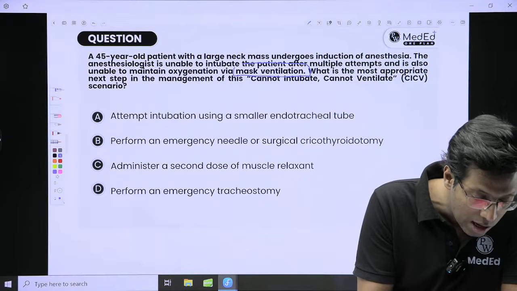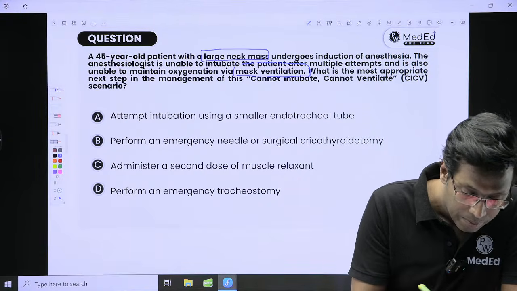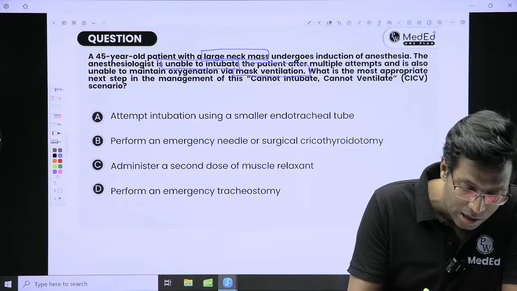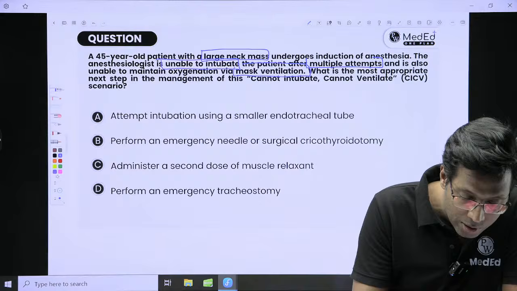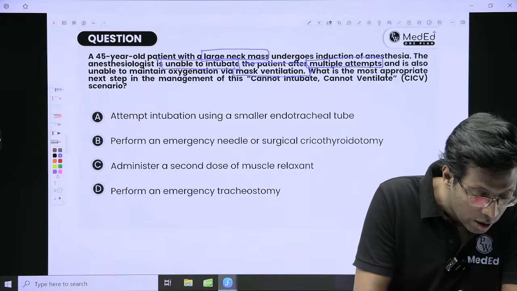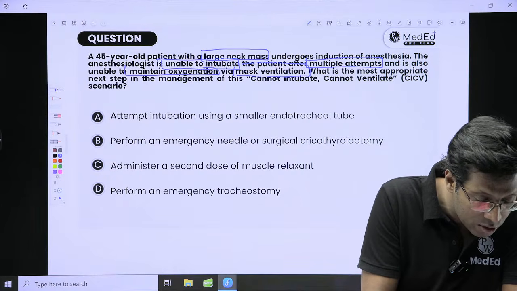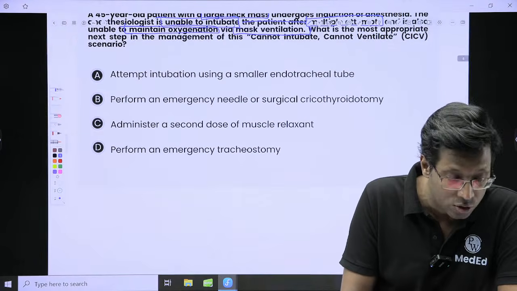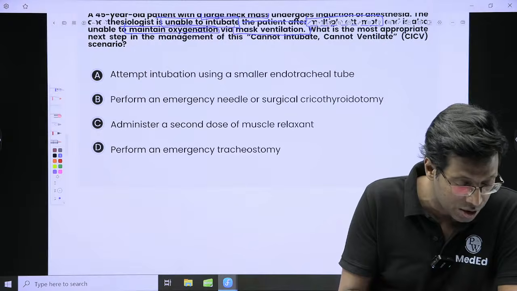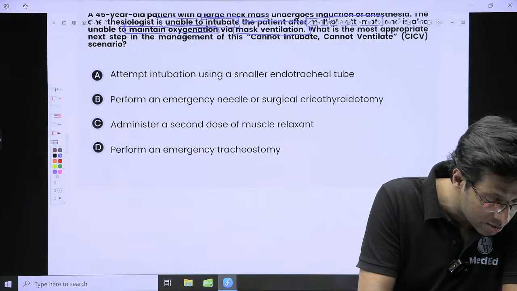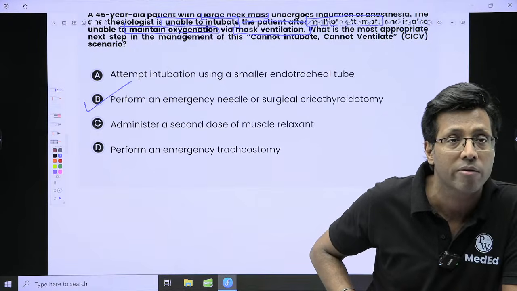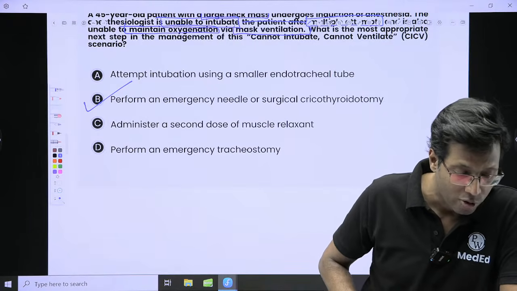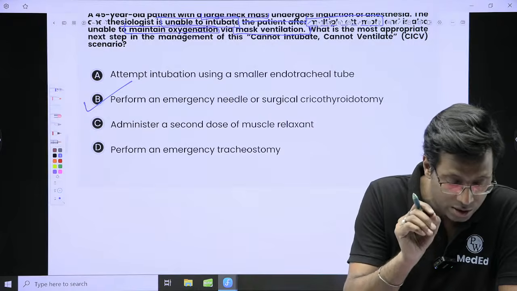So there is a large neck mass in a patient, unable to intubate the patient. More importantly, after multiple attempts, he is unable to intubate. In this scenario, he is unable to maintain oxygen, which means the patient is dying. So what is going to be the answer? The patient is almost dying. You are not maintaining the oxygenation. Therefore, the correct answer here is B. Correctly said by the doctors, everyone. All of you have given correct answers. Absolutely correct. So perform an emergency needle or surgical cricothyroidotomy.